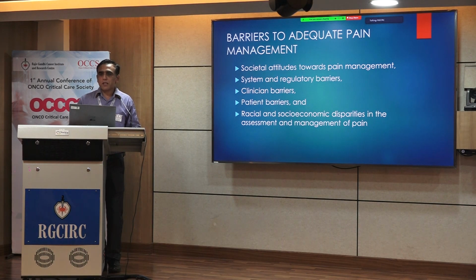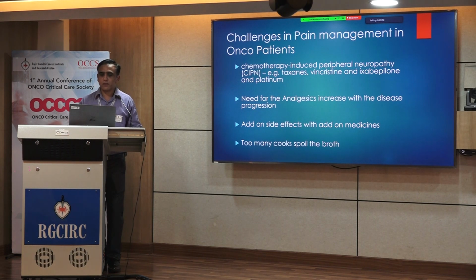Racial and socioeconomic disparities: in the US, the opioids are very freely available. US, Vietnam, Singapore, Switzerland, these are freely available. But in India, in case you need to have all these drugs, you need to have licenses, and license issues, which I already mentioned.